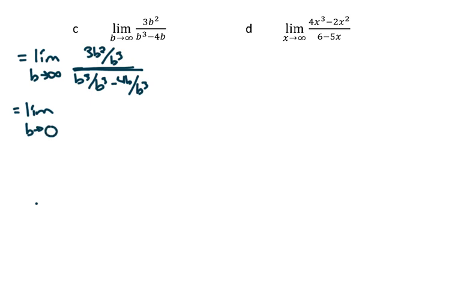Start canceling. On the top, we'll have 2 b's that can cancel, but still not totally. That will end up being 3 over b. The bottom, b cubed over b cubed, they completely cancel again to 1. And 4b over b cubed, one of those b's will cancel. That would be 4 over b squared.